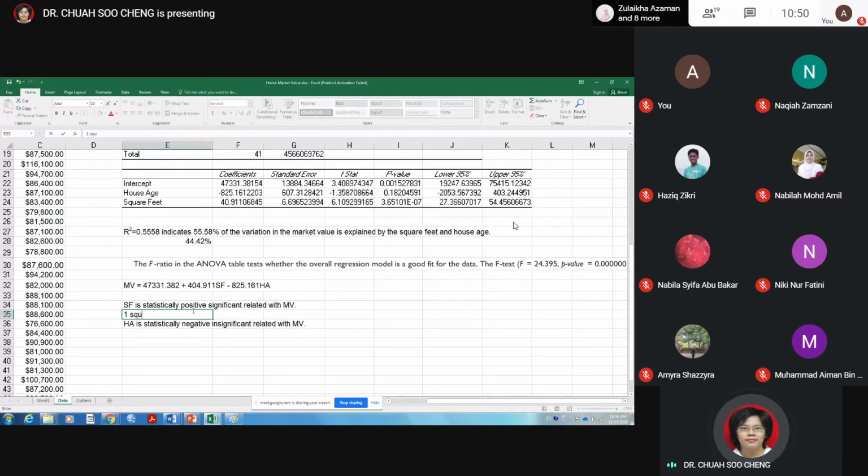One square feet, okay, will cost... because they are significant, okay, the market value to increase by how much? 404.